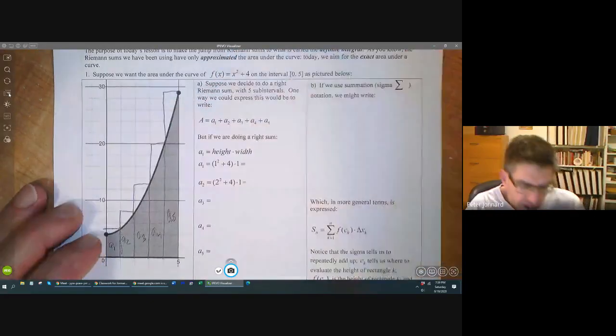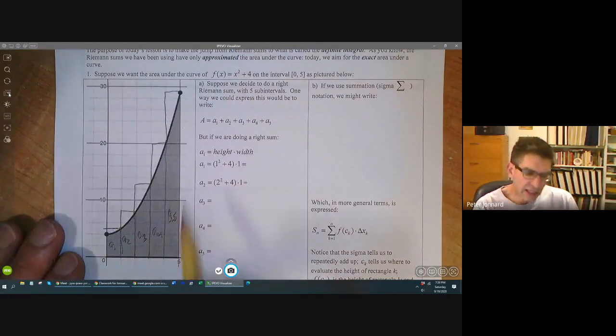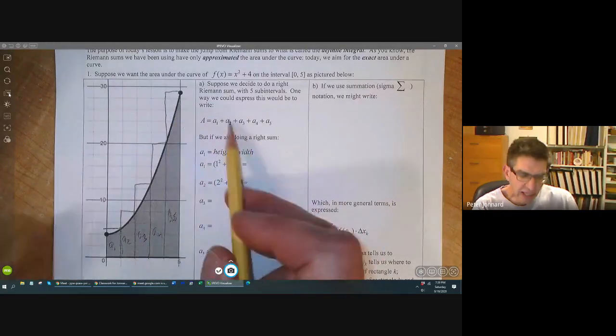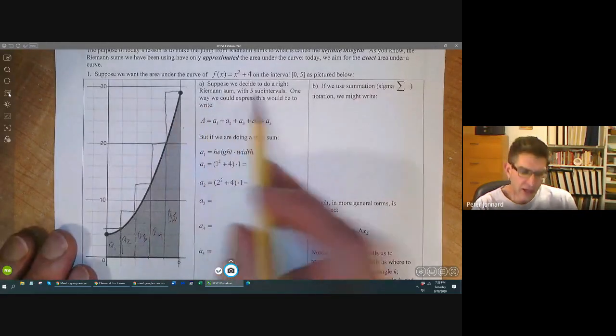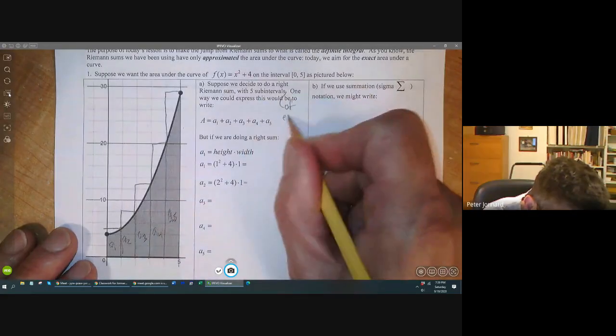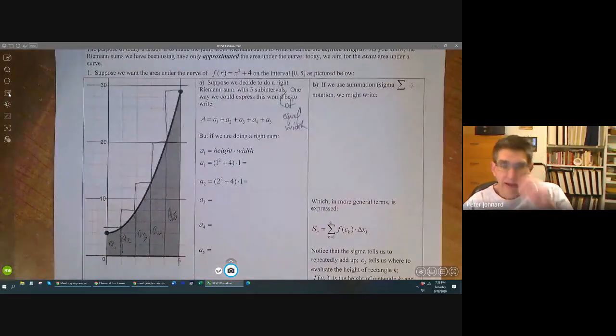Riemann sums don't require that these be the same distance, and it doesn't say you have to pick any particular point along here unless it tells you to use a right Riemann sum with 5 subintervals of equal width. So you're certainly welcome to make these intervals of equal width, but you do not have to, and you don't have to pick the right side unless it tells you to. In this case, it did.